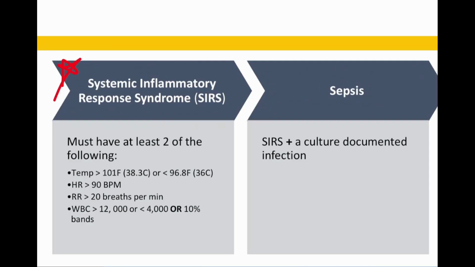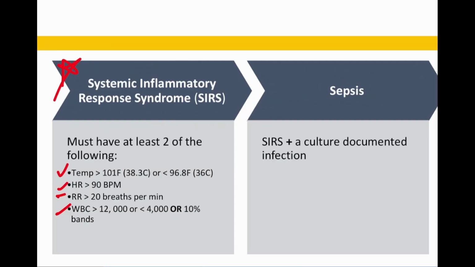In order to be classified as this, you have to have two of the following symptoms: temperature above 101 or less than 96.8, which means you're cold. Okay, very, very cold. Heart rate above 90. Respirations above 20. And the final one is your white blood cell count. Greater than 12,000, which means obviously we're producing a lot more white blood cells because we have an infection. We have to take care of it.